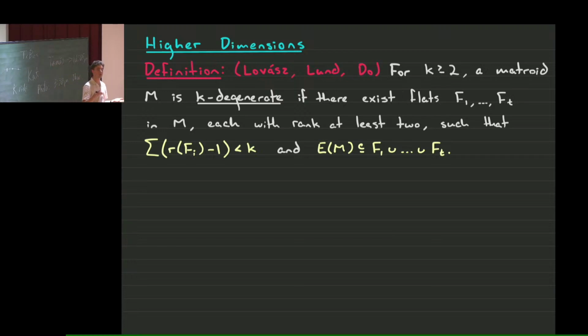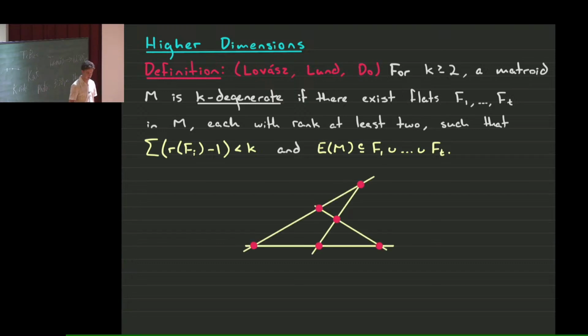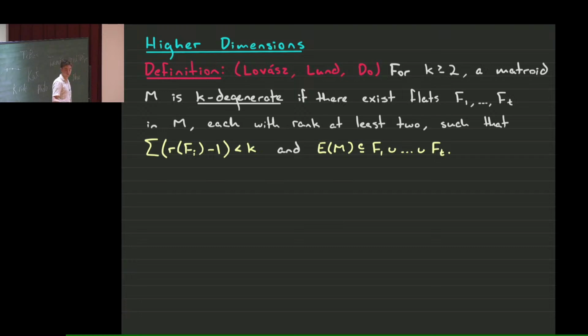So optimistically, you might hope that if you forbid K-degeneracy, then you can absolutely bound the average size of a rank K flat in your matroid. But this is not true. This is what we had thought, at least we had tried to prove it, but things were going wrong. And eventually, Jim came up with this construction.